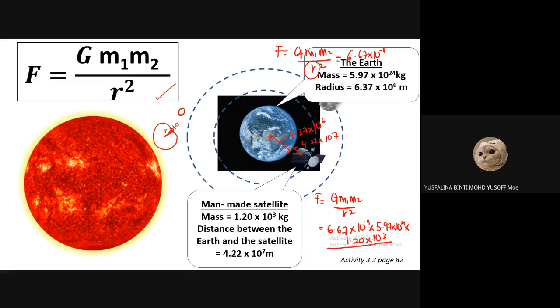You have to take the R. This is from the R, and then you have to add one more, the distance of the Earth to the satellite. They already give you the distance between the Earth and the satellite, 4.22 times 10 power of 7, right? So the R is actually 6.37 times 10 power of 6. You have to add the distance between the Earth and the satellite, so add 4.22 times 10 power of 7. So this is the value of R.